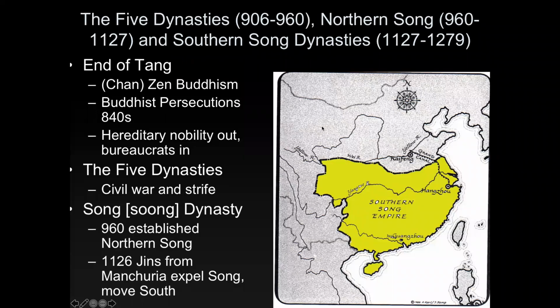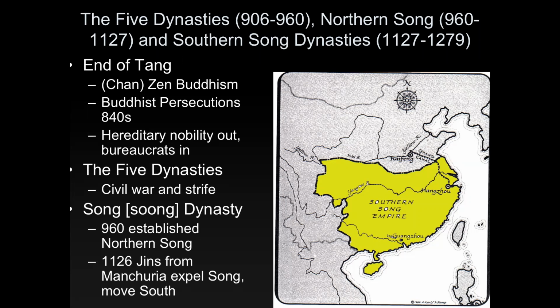So there were Buddhist persecutions in the 840s, and there were a lot of reasons for that, but probably the main reason is that the bureaucracy that had developed, which was important to the functioning of the Chinese state, perhaps became too powerful. So the emperor and the imperial court decided that they wanted to get rid of them, so they did that.